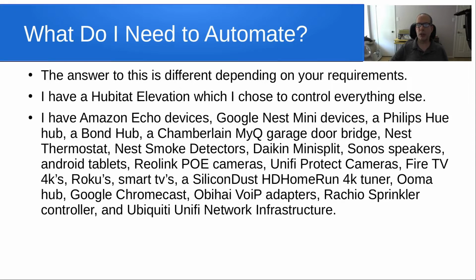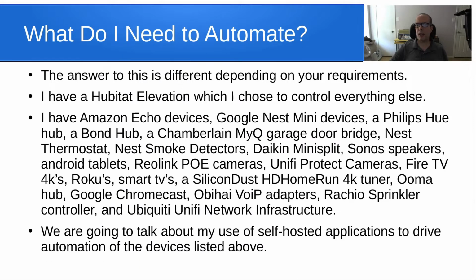I have Rokus, smart TVs, a SiliconDust network-based HDHomeRun 4K tuner, an UMA hub for phone, Google Chromecast, a couple of Obihai VoIP phone adapters, a Rachio sprinkler controller, and Ubiquiti UniFi network infrastructure. And these are just some of the things that I control through my home automation. So we're going to take a look at my use of home or self-hosted applications to drive automation on some of the devices listed above.